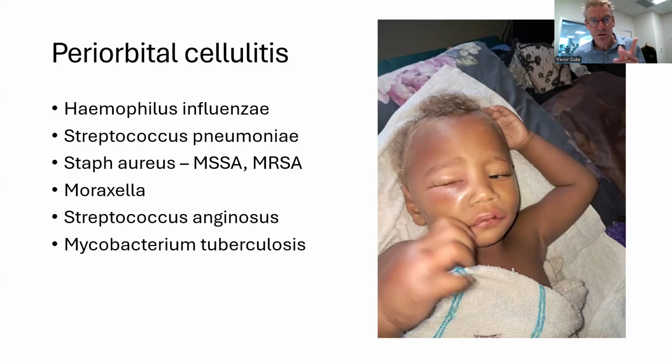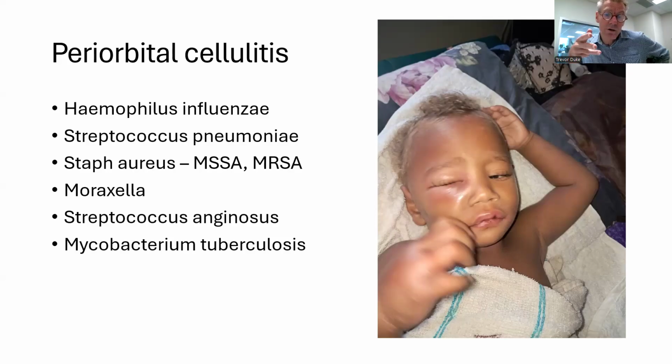The cause of periorbital cellulitis is very similar to the cause of other bacterial respiratory infections in children, like pneumonia, and it relates to the colonization of the nasopharynx with bacteria fairly early in life. And as you probably know, the children in PNG and Pacific Island nations are quite densely colonized with bacterial pathogens in their nasopharynx quite early in life.